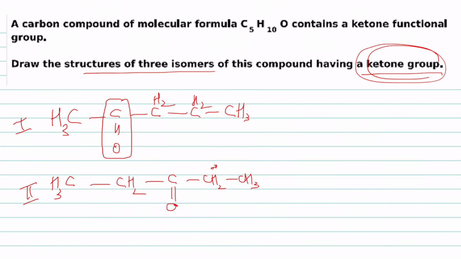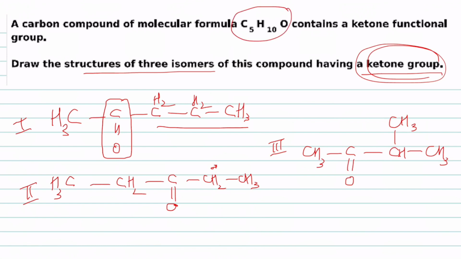But what else can we do? Can we play around with the side chains? Let's see. If I place the carbonyl group, the C double bond O group, on the second carbon here, and then put a branch on the third carbon, it would still give me a different compound, a different structure, but the same chemical formula, right? So these are the three isomers that you can have with this molecular formula.